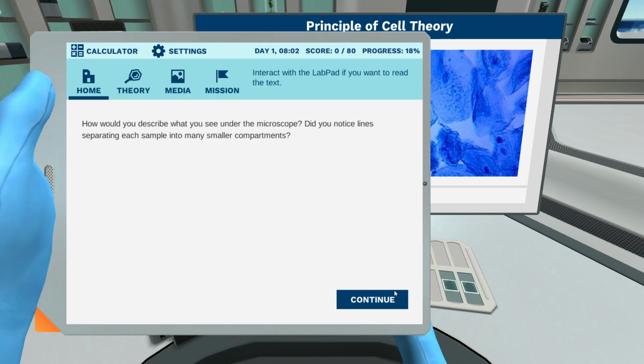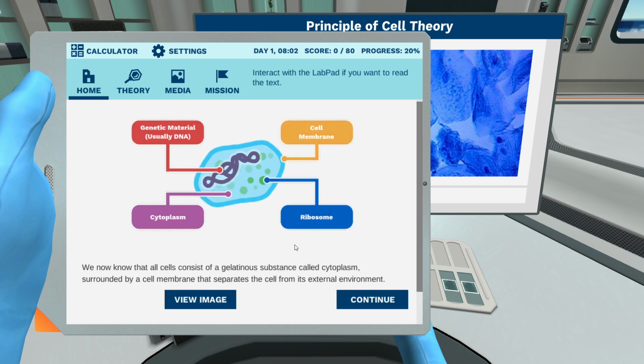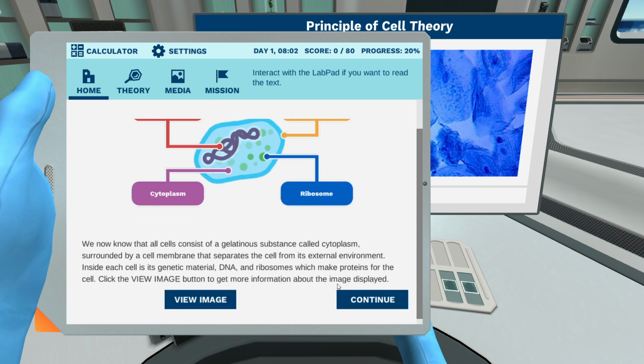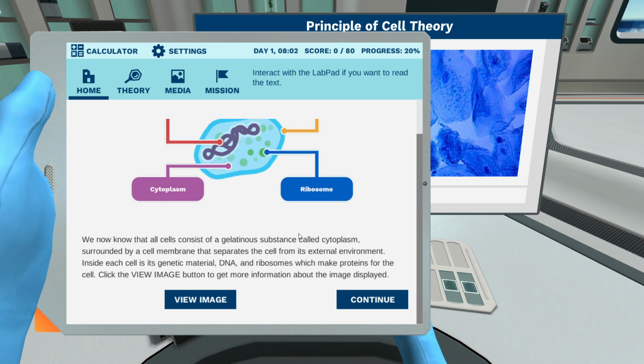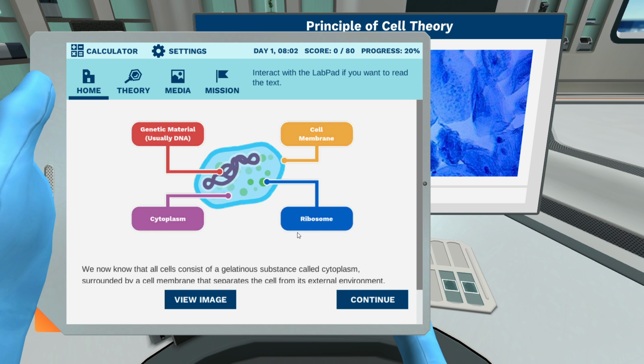How would you describe what you see under the microscope? We now know that all cells consist of a gelatinous substance called cytoplasm, surrounded by a cell membrane that separates the cell from its external environment.